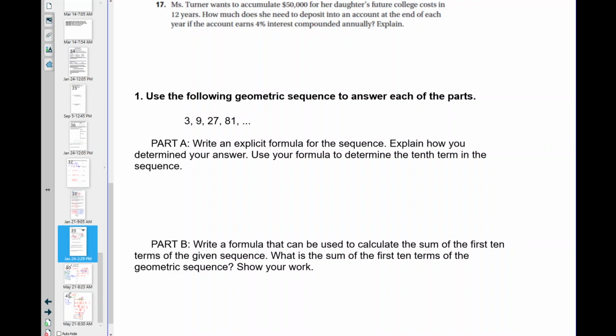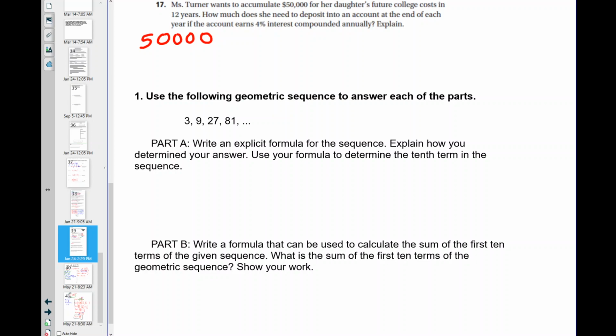Miss Turner wants to accumulate $50,000 for her daughter's future college costs in 12 years. How much does she need to deposit into an account at the end of each year if the account earns 4% interest compounded annually? Okay, so this is a pretty good question. She has an account that gives her 4% interest, but by the time she's done, she needs $50,000. So that's going to be the final amount.